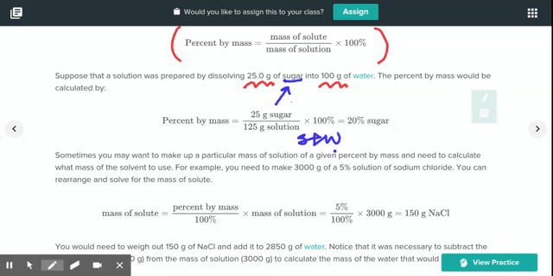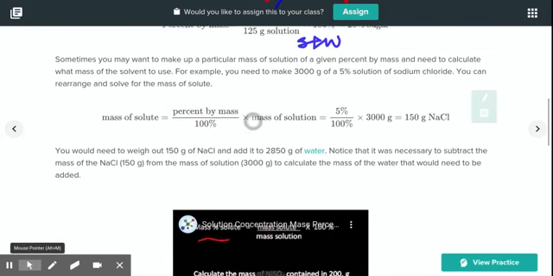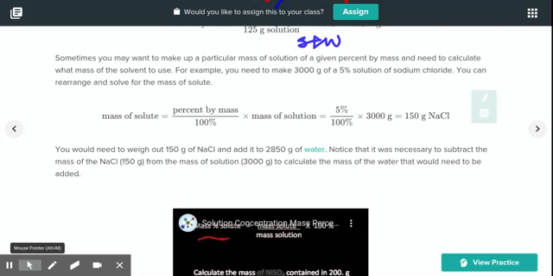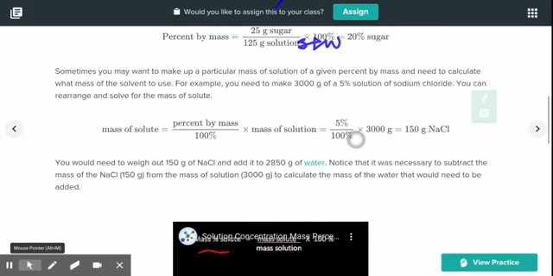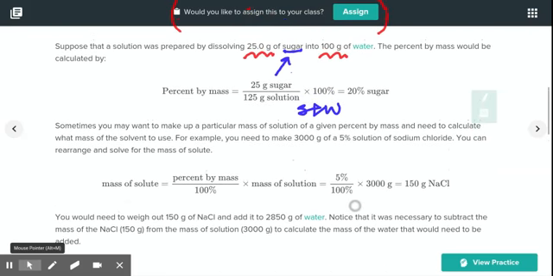However, sometimes the question will give you a solution and ask you to find the mass of solute. Same thing. Don't worry about what we have here. What you have to do is still write your equation.